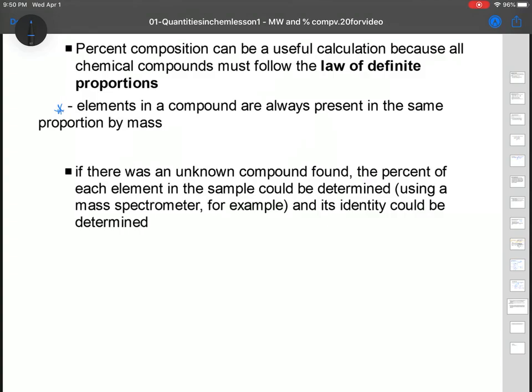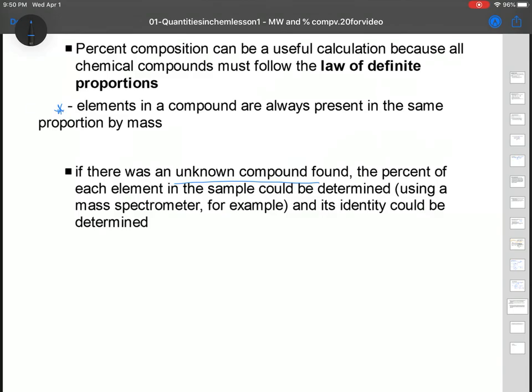It has to be the same. Elements in a compound are always present in the same proportion by mass. So if somebody was calling a substance water and said it was pure, and it didn't have the same percent hydrogen and percent oxygen, then you would know they were not telling the truth. Or, in a forensic sense, if you found an unknown compound, then the percent of each element in the sample could be determined and the identity of that substance could be determined.